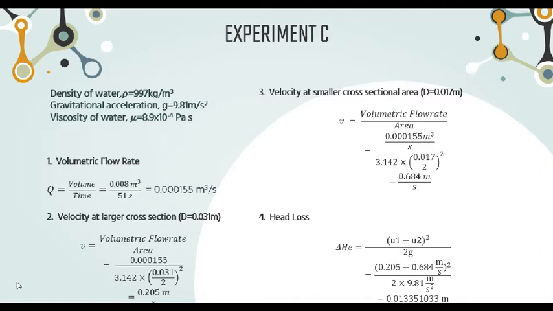we want to find the head loss. Before we find the head loss, we need to find the volumetric flow rate, and then we find the velocity at the larger cross section, volumetric flow rate over area, and also the velocity at the smaller cross-sectional area. So head loss equals U1 minus U2, where U1 is the velocity at the larger cross section and U2 is the velocity at the smaller cross section, squared, divided by 2g.